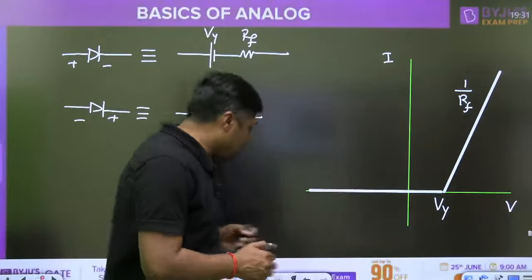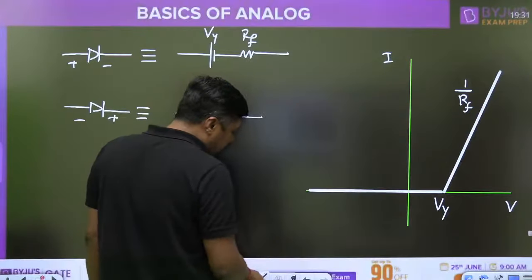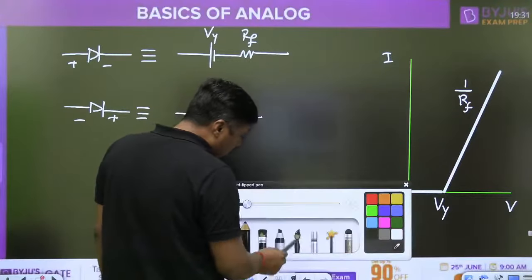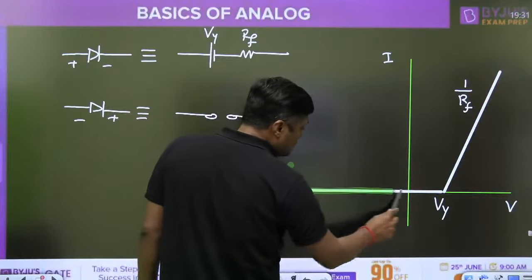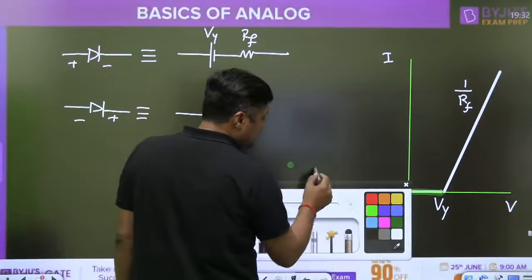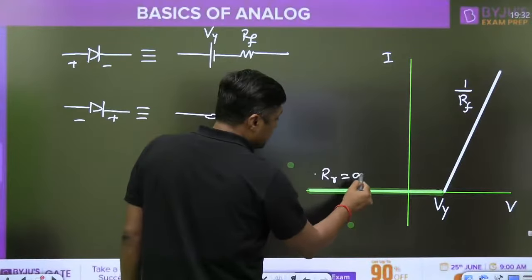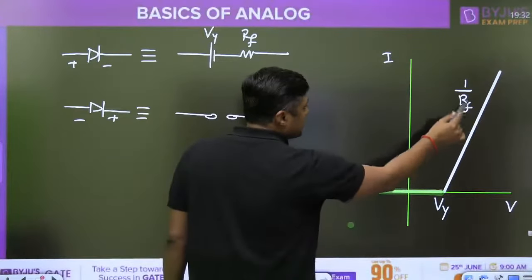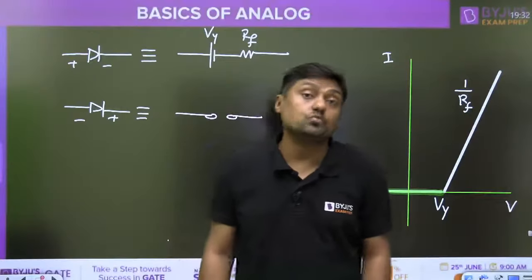Right? Again, try to understand. This is again a piecewise linear model. How is that linear? Because the diode is a non-linear device. But we are assuming it is linear, it is a large signal model. Watch this. For this portion, it has the resistance what? Infinite. And for this portion, it is a constant resistance 1 by Rf. It has the constant slope. That's why it will follow Ohm's law.